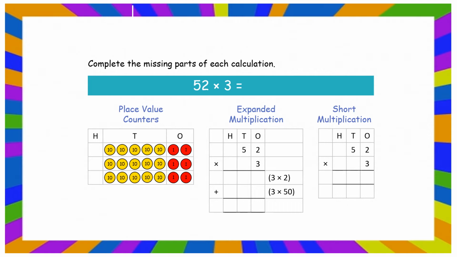That is 52 plus 52 plus 52. When we have the addition sentence, it means add 52 3 times. So our place value counters show 52 3 times. We have 10, 20, 30, 40, 50, 51, 52. And then again 10, 20, 30, 40, 50, 51, 52. So we've represented 52 3 times.